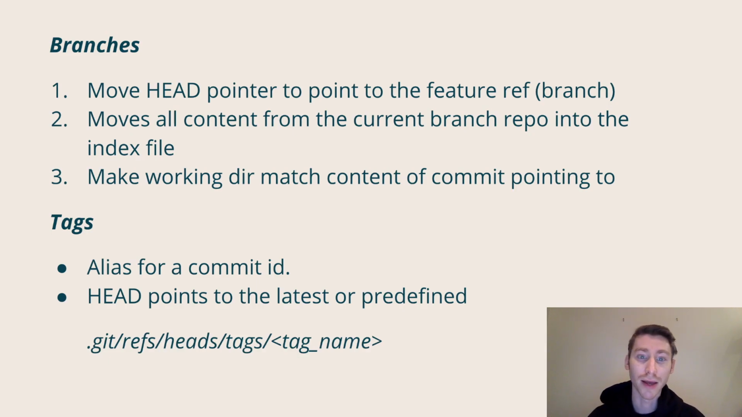Tags are an alias for a commit ID. The head will point to the latest or predefined one. So for example, there's git refs head tags tag name, so the head would point to that tag.